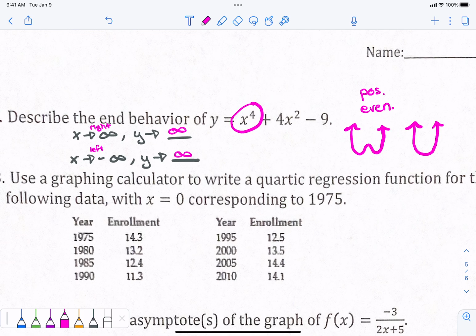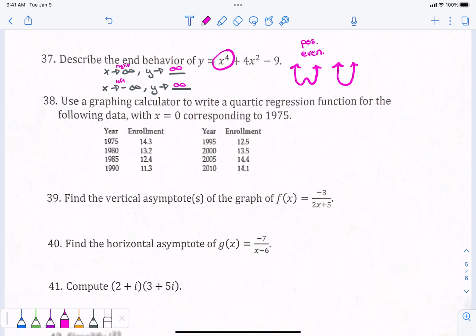But you have to know what your functions look like. Even degrees are going to end in the same direction, odd degrees are going to go in opposite directions. All right, practice typing this in.